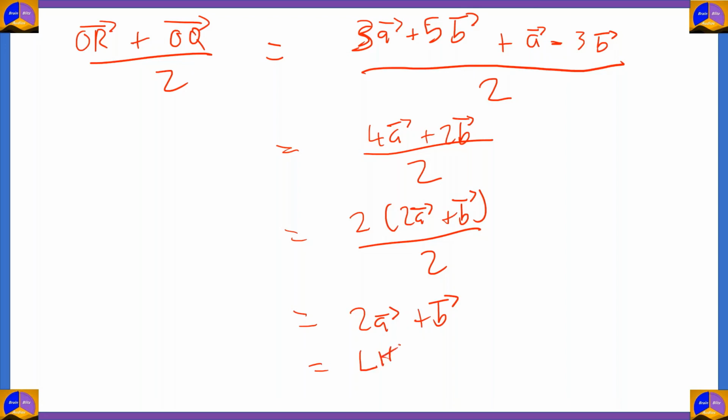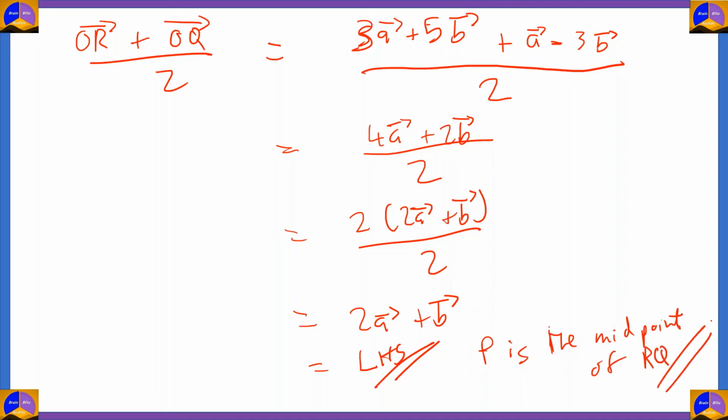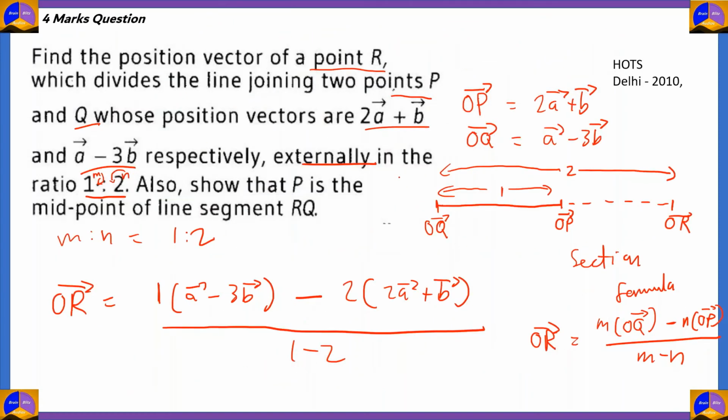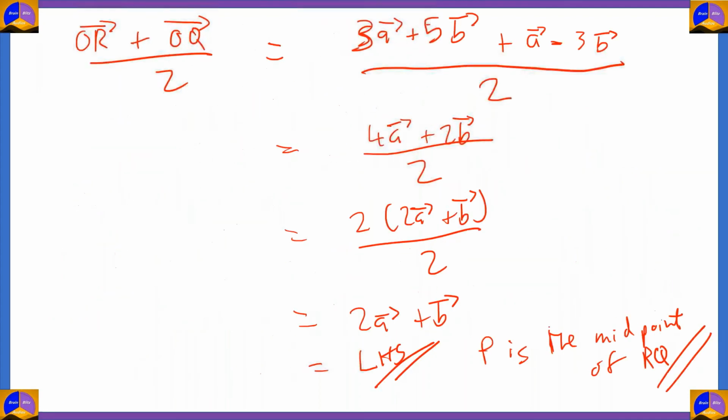Since that is equal to the LHS, we have proved that P is the midpoint of the line RQ, and we proved it using the midpoint formula. So that is the way to do it. We find the point R using the section formula, and then using the position vectors of R and Q, we show that P is their midpoint. And we did the second part using the midpoint formula.